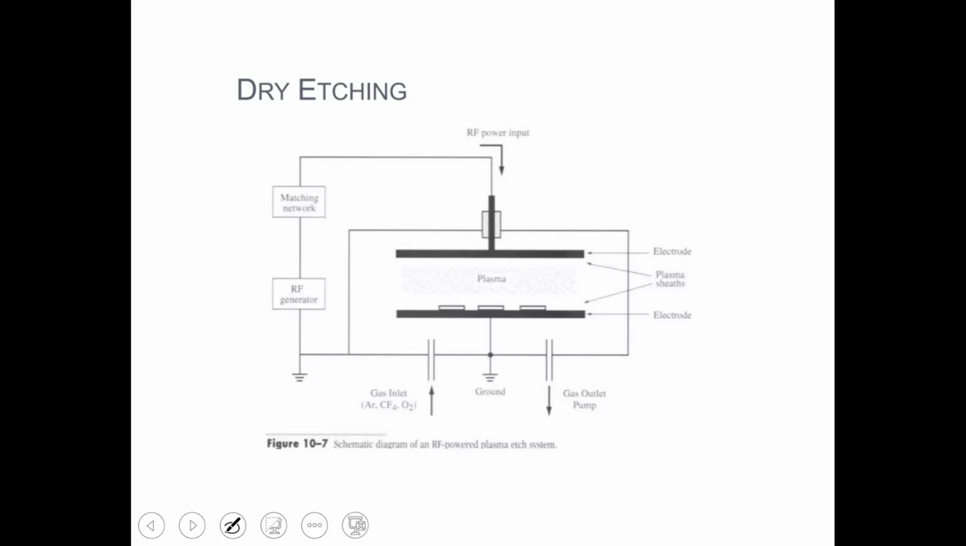So this is the schematic diagram of the RF powered plasma etch system. You can see that we have to ground it. We use gases such as argon, CF4, oxygen. We supply the RF power, and we have the electrode and the plasma chamber. Through the shadow mask, we put the electrode, and in the case of plasma etching, the etching will be done in the plasma chamber.